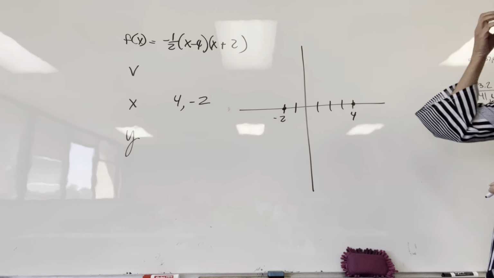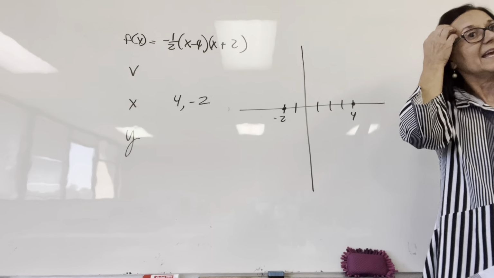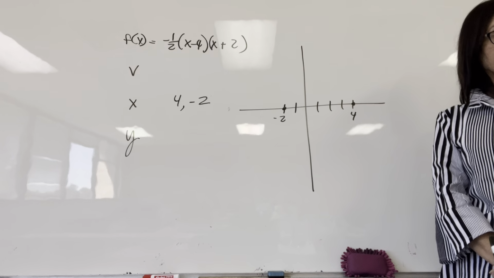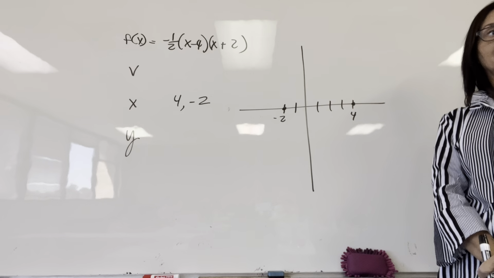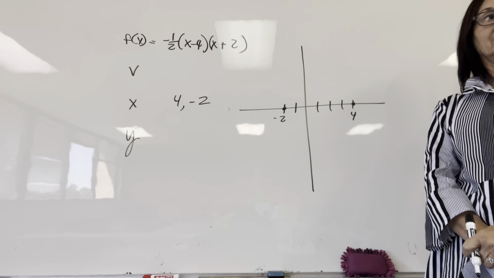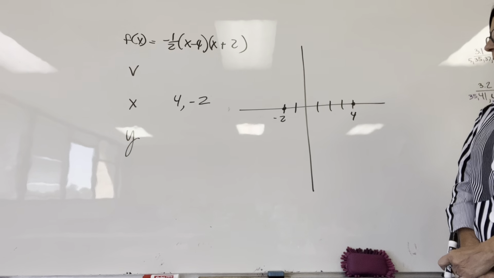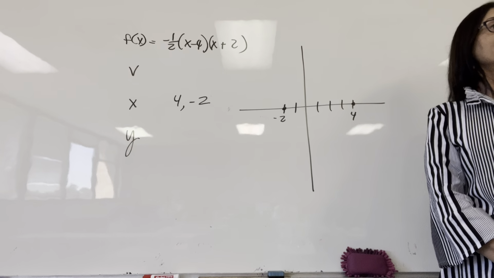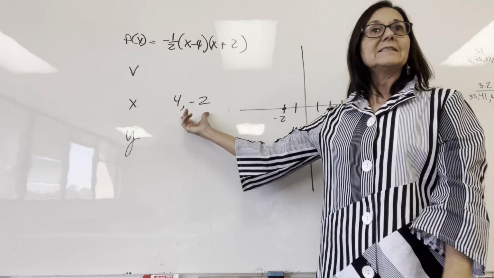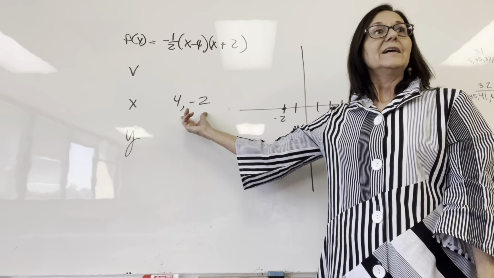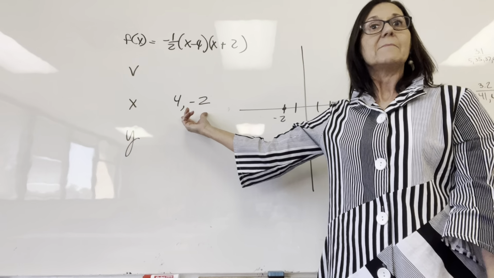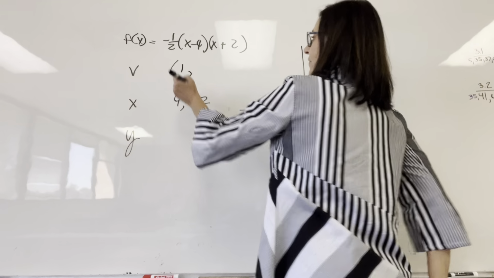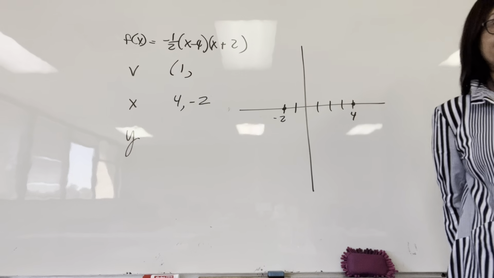Can we figure out the x value of the vertex? What do you think, Michael? Wouldn't it just be 1? You'd add the 2 together and then divide by 2. 4 plus -2 is 2, divided by 2 is 1. It's the midpoint. So that's the x value.